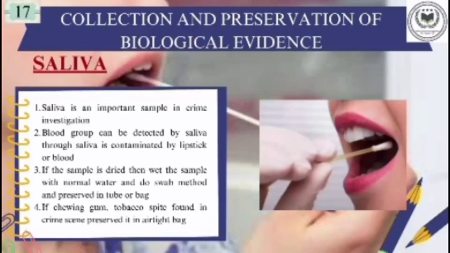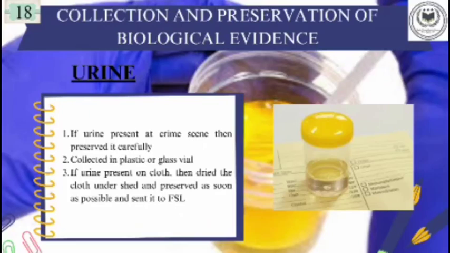If the sample is dried, wet it with normal water and do the swabbing method with a cotton swab, and preserve that swab in a tube or bag. Then, if chewing gum, tobacco or spit is found at the crime scene, preserve it in an airtight bag. Next, urine. If urine is present at a crime scene, preserve the sample carefully. Some liquid creates a doubt whether it is urine or not, so that liquid should also be collected in a plastic or glass vial.